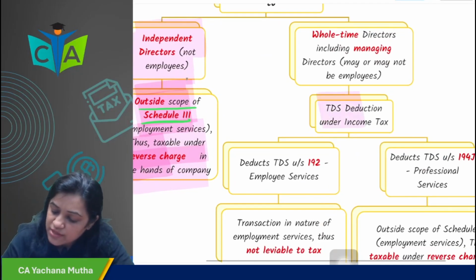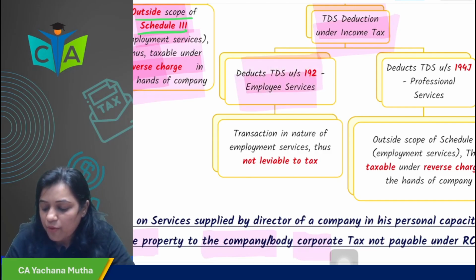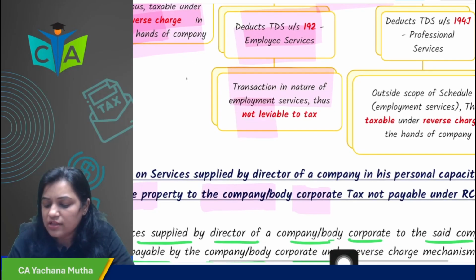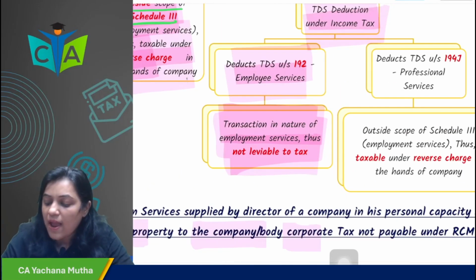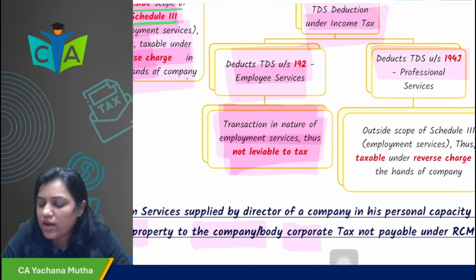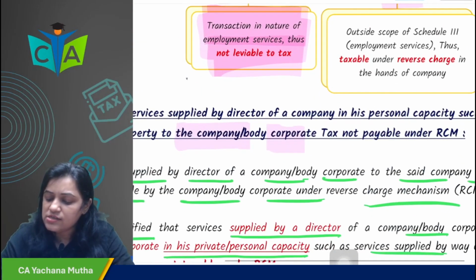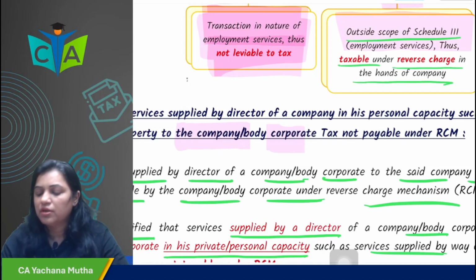So how the TDS is deducted, we have to see. If the TDS is deducted under section 192 under employee service, then the transaction is in the nature of employment service and thus not leviable to GST. But if TDS is deducted under section 194J, that is under professional service category, then it is outside Schedule 3, and it is taxable under reverse charge in the hands of the company.